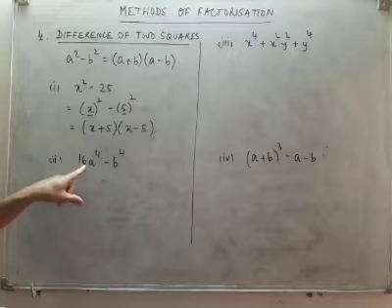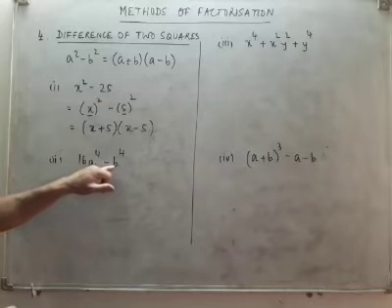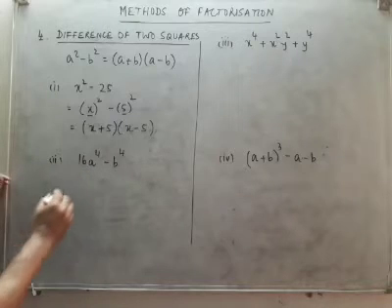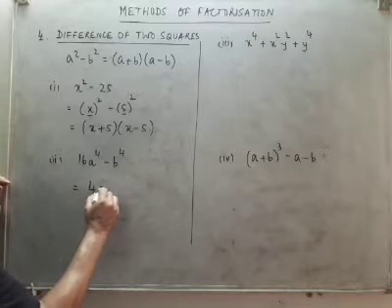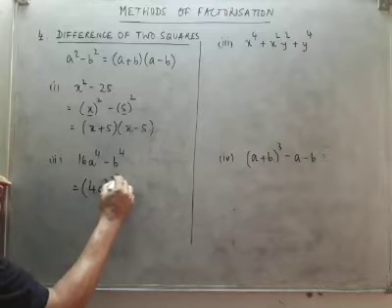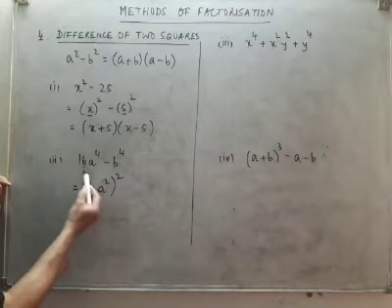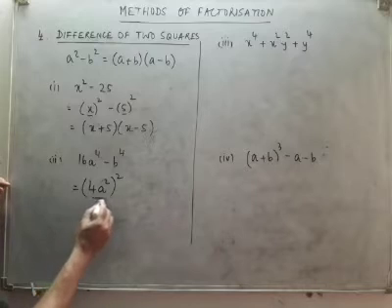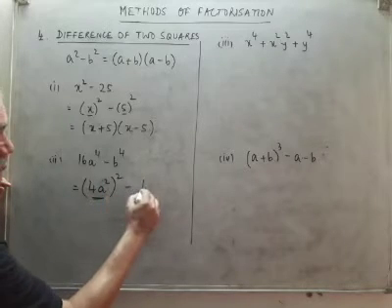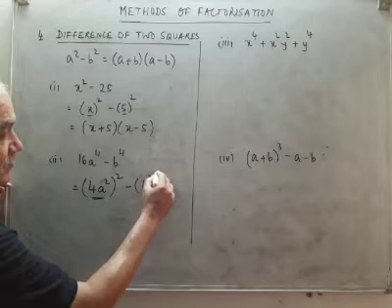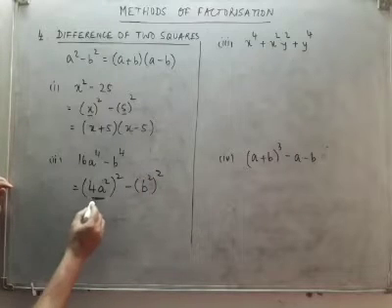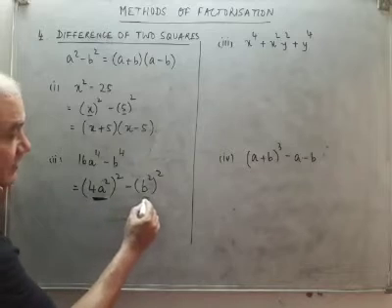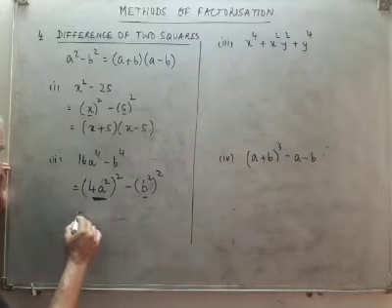Look here, 16a to the power of 4 minus b to the power of 4. Again, we can write this as 4a squared whole squared, because 4 squared will be 16 and a squared whole squared will be a to the power of 4. So you got the first term square. Now you can guess what this will be? b squared whole squared. So what's the first term? First term is 4a squared. Second term is b squared.